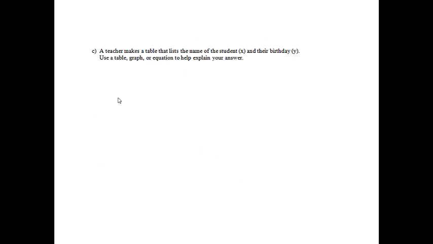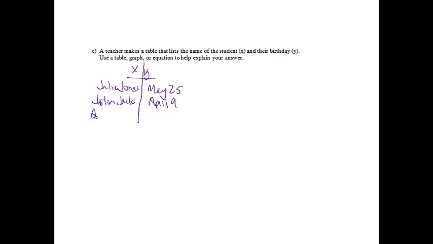Right. C. A teacher makes a table that lists the name of the student X and their birthday Y. Use a table, graph, or equation to help explain your answer. So I'm going to do a table. So we've got an X and a Y. Okay, X is the student's name, so we could do Julie Jones, and her birthday is May 25, because it says Y is their birthday, and then let's say we have Jack, and his birthday is April 9, and then I could list another person in the class.